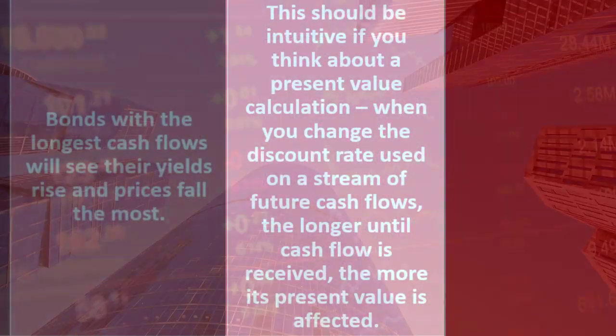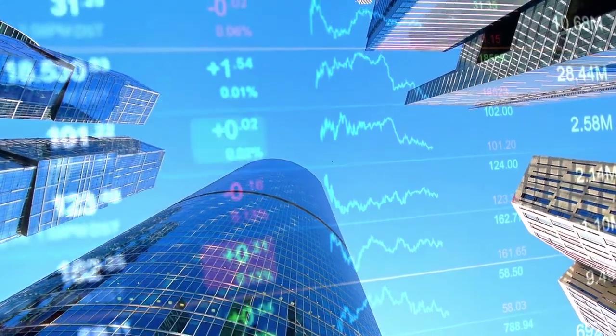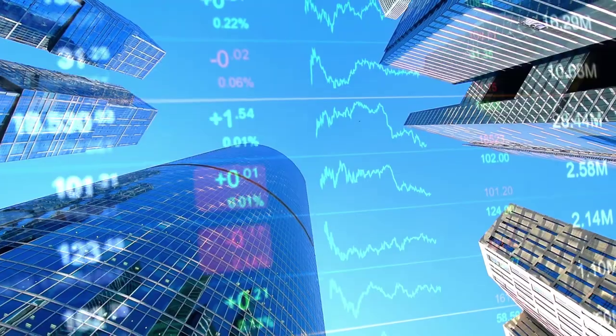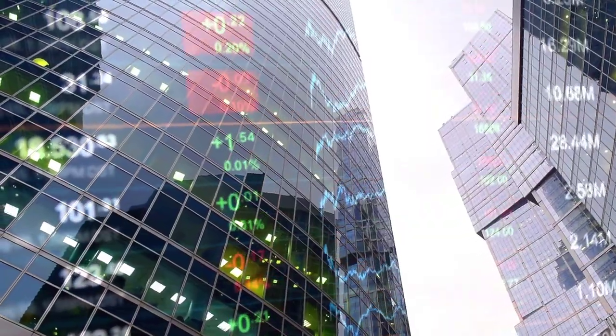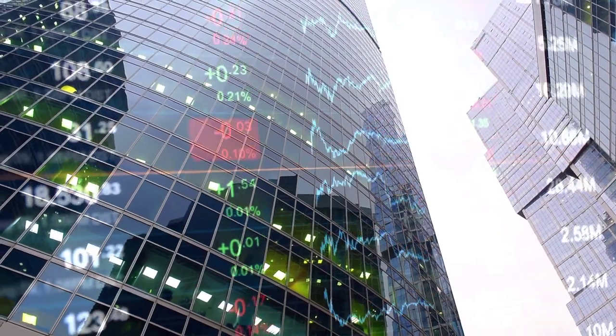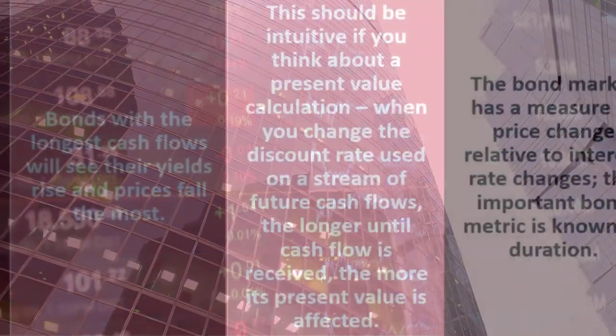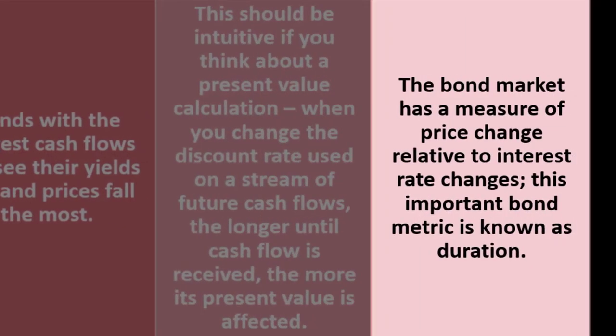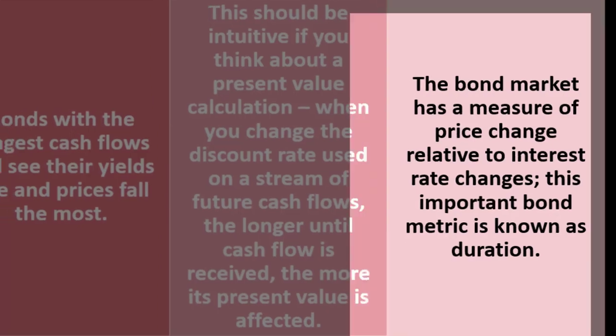And so therefore you would think the value of the bond would be less. That would be decreasing or deteriorating the value of the bond as you consider inflation going up, and the longer term bonds that have that lump sum face amount payment at the end would be the ones that would be more heavily affected. So the bond market has a measure of price change relative to interest rate changes. This important bond metric is known as duration.